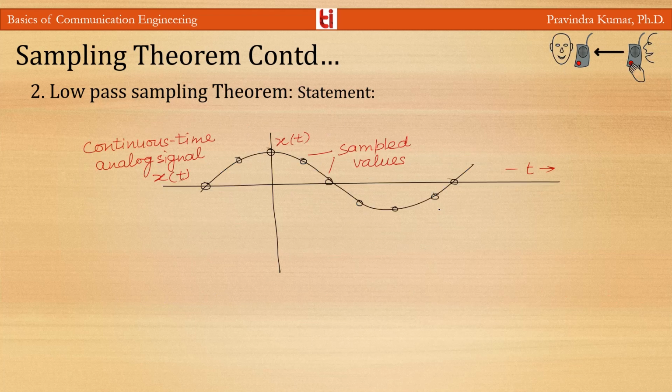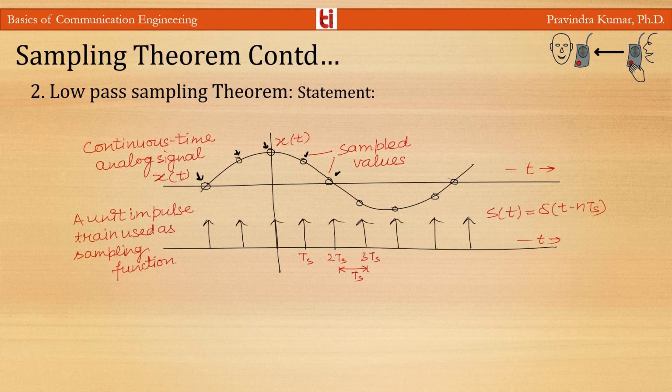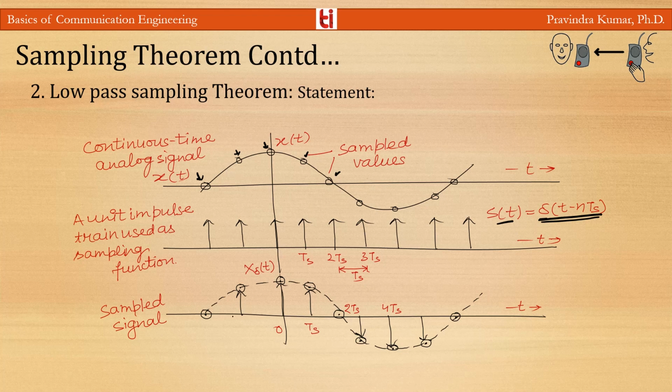Here you can see this is the continuous time analog signal x(t), and instead of this continuous amplitude, if we take samples of this signal at different instants of time, and if we are using a unit impulse train as the sampling function or carrier wave, here s(t) can be represented as an impulse train of delta(t minus nTs). So here we will get our sampled signal at these instants. So we will get the impulses at these instants.